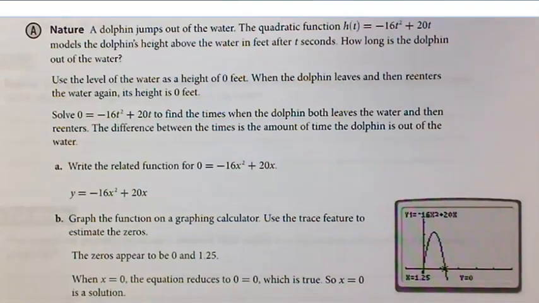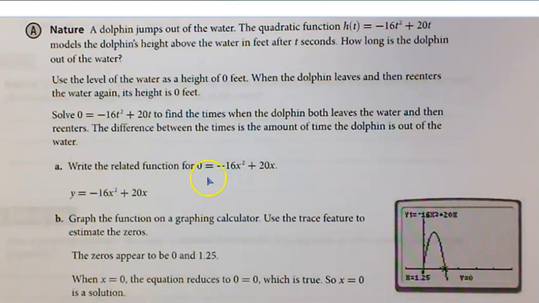All right, now I'm on page 829 and I'm looking at example 4a. It says a dolphin jumps out of the water. The quadratic function h of t is equal to negative 16t squared plus 20t models the dolphin's height above the water in feet after t seconds. How long is the dolphin out of the water? Use the level of the water as a height of 0 feet. So when the dolphin leaves and then when it re-enters again, its height is 0. Basically the dolphin's going to come up out of the water and then arch and come back in.